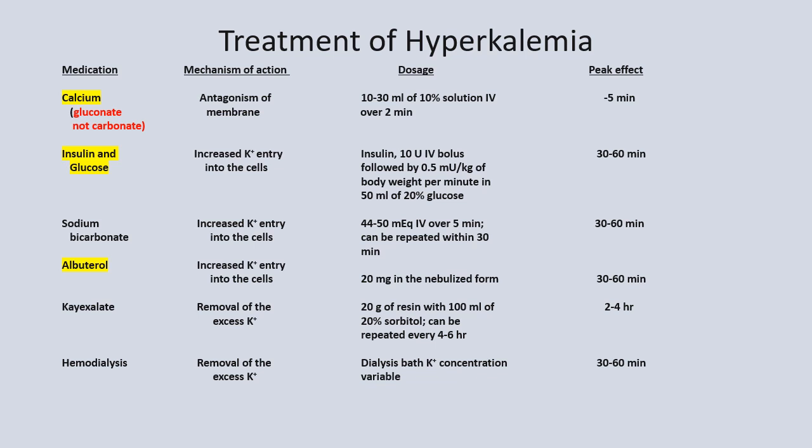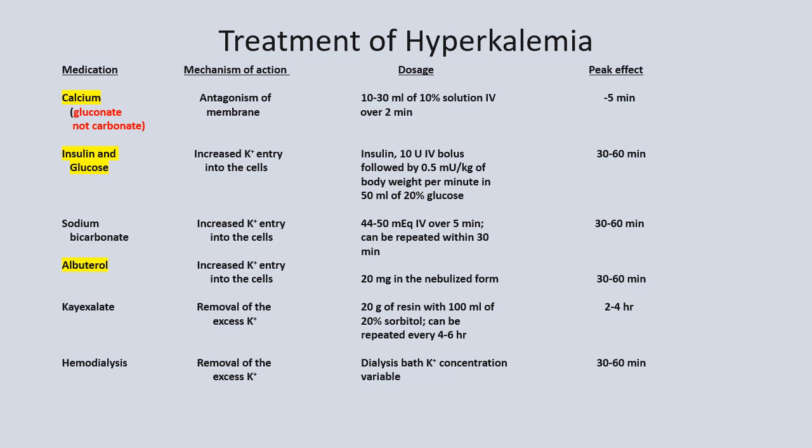Now, sodium bicarb is also an option for treatment. However, it is the least effective compared to albuterol or insulin. So it works by increasing the blood pH, which also forces potassium back into the cell.